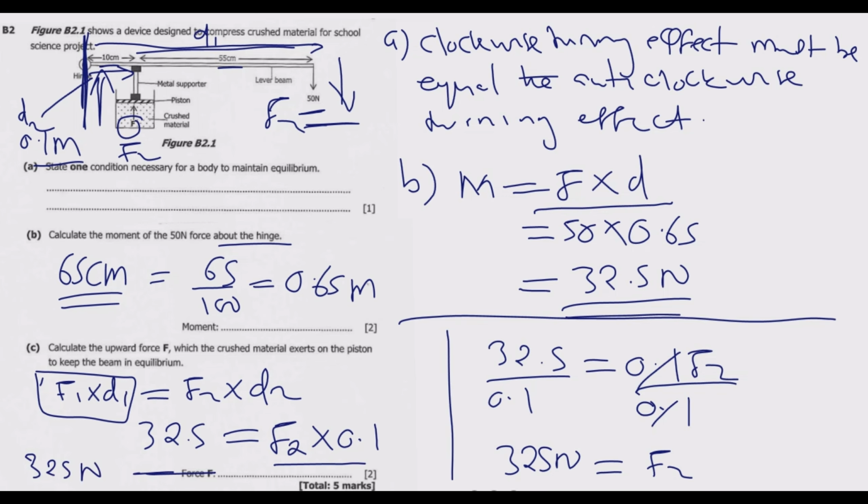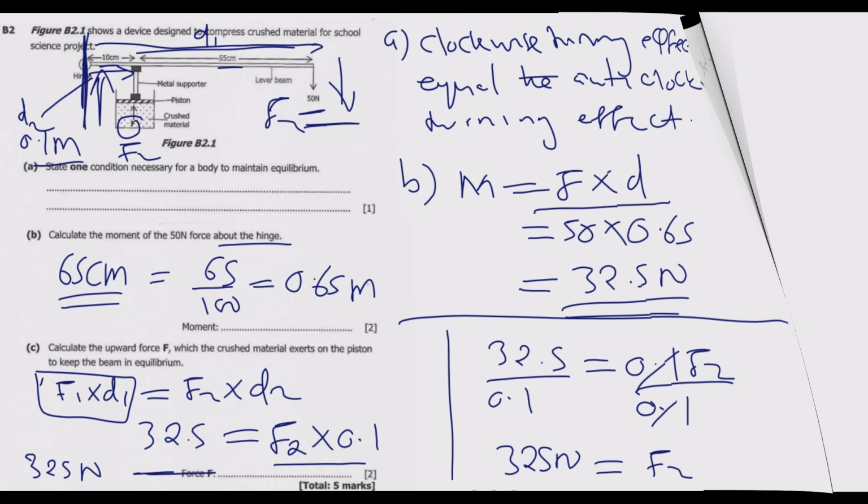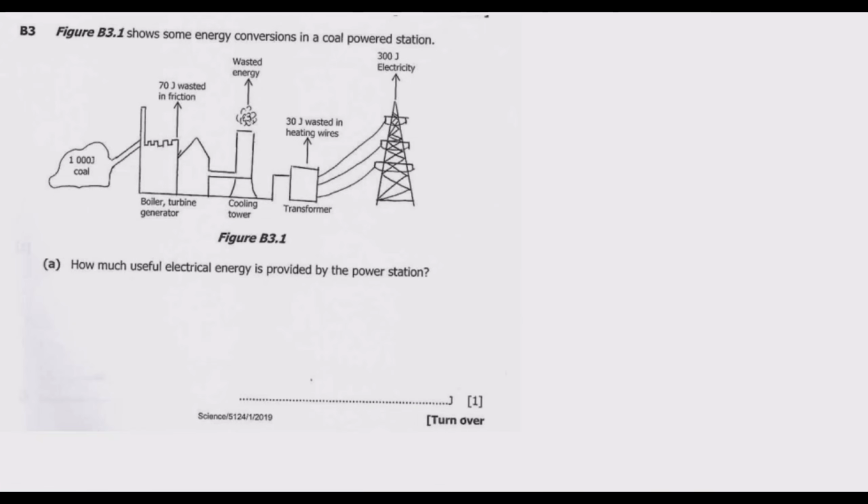So basically this is how you get the 5 marks on question B2. Let us look at question B3. So B3 reads, figure B3.1 shows some energy conversions in a coal powered station. So we have the core, then we have the boiler, turbine, generator, then we have the cooling tower, then we have the transformer.